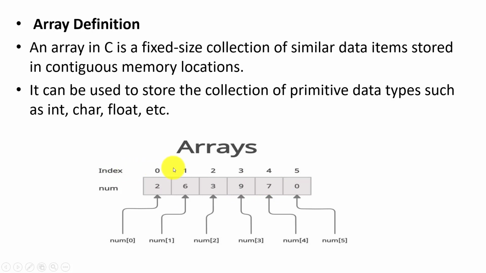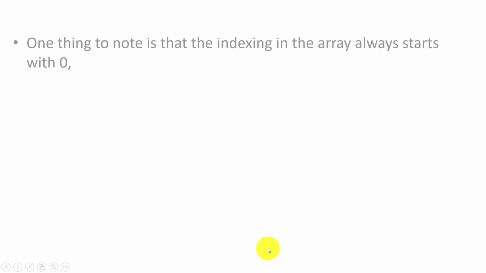Now this is the index. The index always starts with 0, then 1, 2, 3, 4 and 5. So here we have a total of n elements, that is 6 elements, and the last index is 6 minus 1, that is 5. The started index must be 0, and we can read it as num, and this is called the num array: num of 0, num of 1, num of 2, num of 3 and so on.